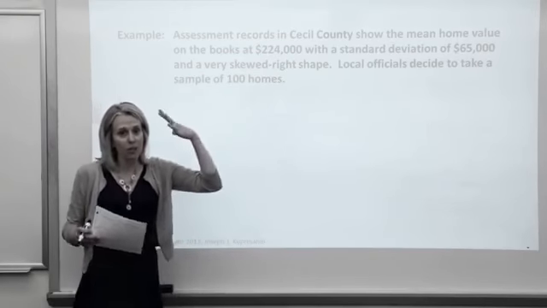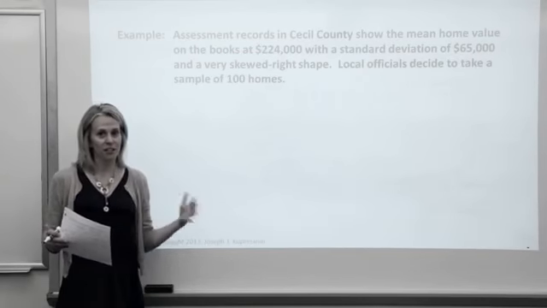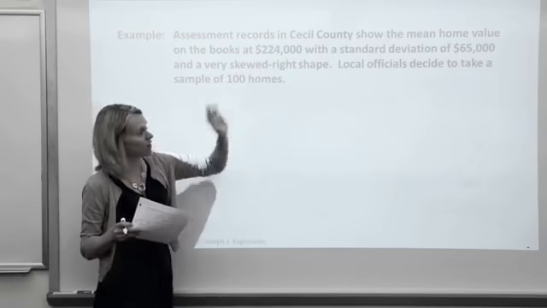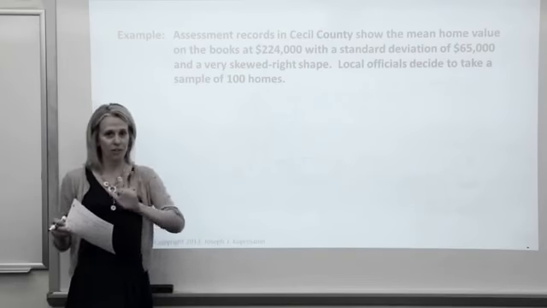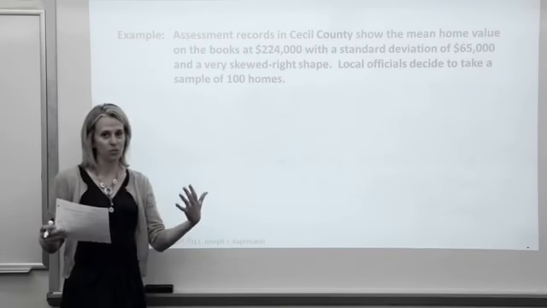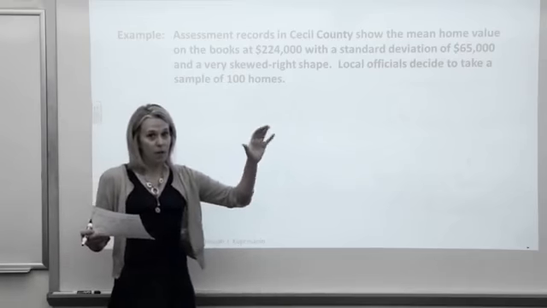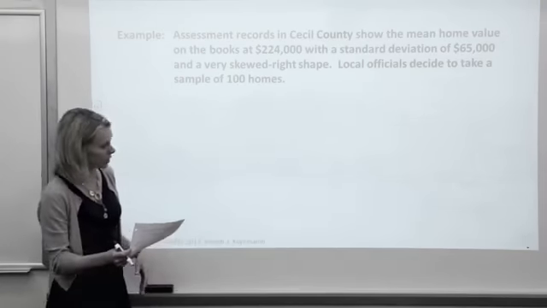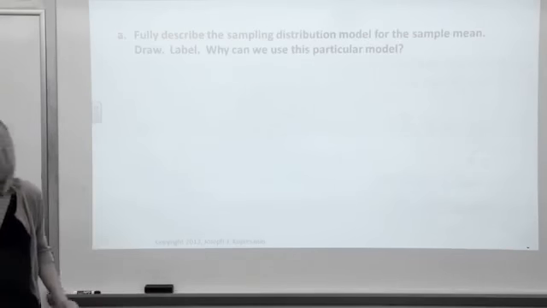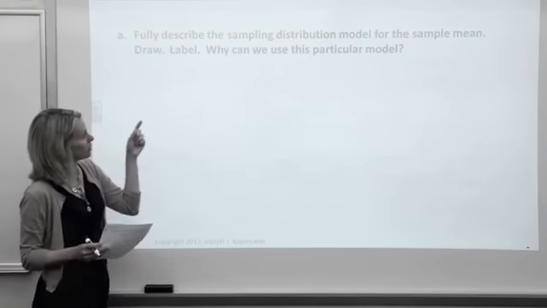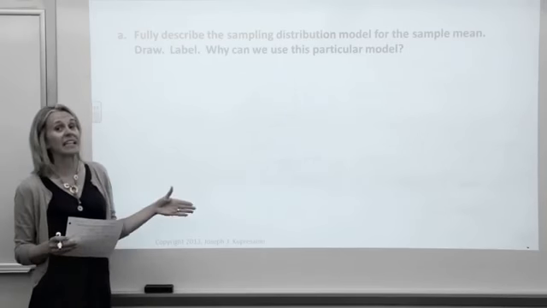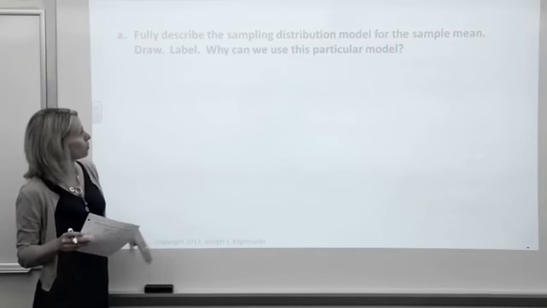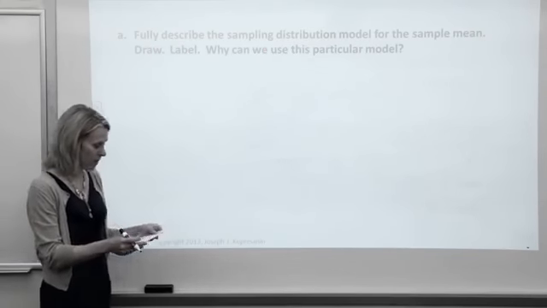This very skewed right shape, if you think about this, that should make a lot of sense, right? Most home values are down close to this average value of 224, but if you look around in the county, if you opened up the paper and looked at homes for sale, you'll find a couple, not many, but $1 million homes, $10 million homes, so that causes that tail to go out to the right. Okay. So fully describe the sampling distribution model for the sample mean, not for individual home values, the sample mean. Draw, label, and why can we use this particular model?